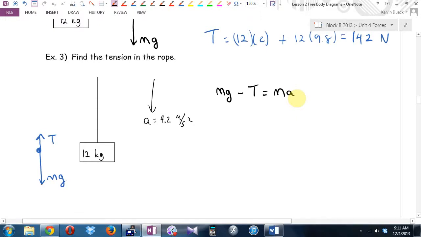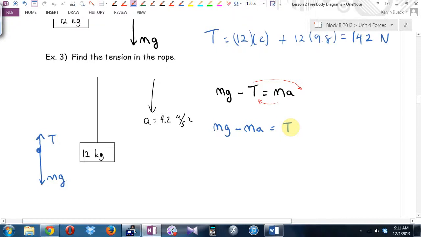What's this question want me to find? It wants you to find mg? I don't think so. In example 3, it says find the tension. Now, how would I get the T by itself? What's in front of the T? The easiest way to do this one is in 2 steps: move this to that side, and at the same time move this one to that side. How would I move the MA to the other side? Minus it. I'm going to get gravity minus MA equals tension.